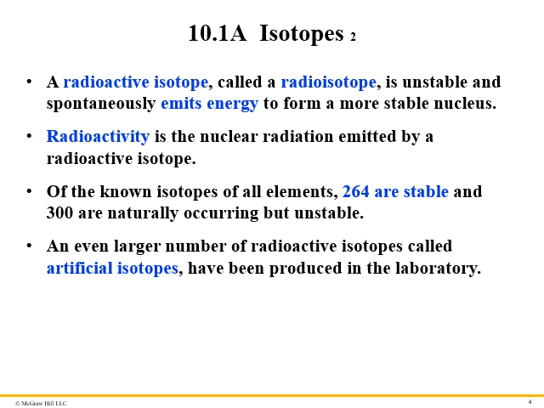Now, it doesn't mean that every isotope is radioactive. In fact, out of all of the known isotopes, 264 are in fact stable, so they don't really emit radiation, and 300 happen in nature, so they are naturally occurring, but they are unstable, so they do emit some radiation. In the lab, we are able to generate artificial isotopes by inserting neutrons inside of various elements, and in that sense we have a much larger number of isotopes that exist. We call them artificial isotopes.